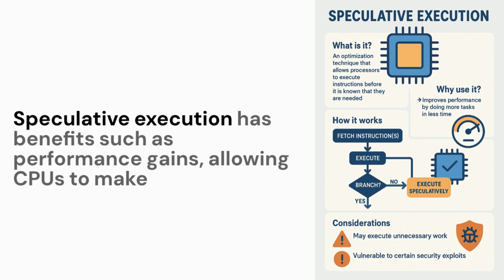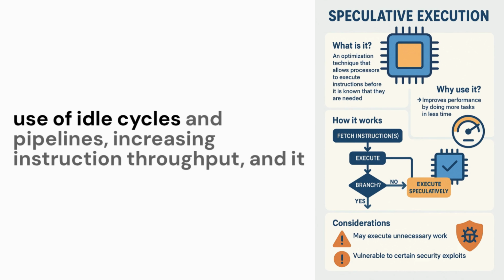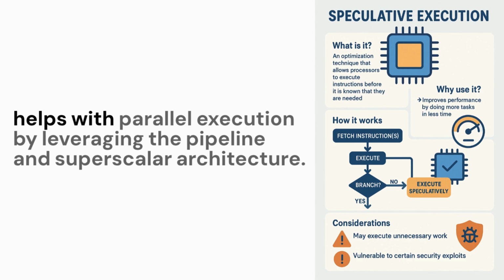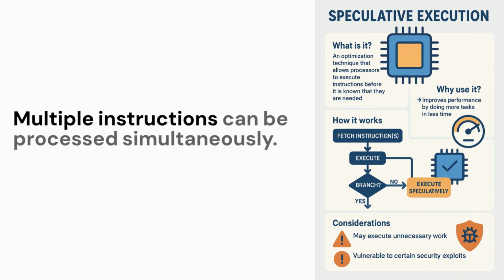Speculative execution has benefits such as performance gains, allowing CPUs to make use of idle cycles and pipelines, increasing instruction throughput. And it helps with parallel execution by leveraging the pipeline and superscalar architecture. Multiple instructions can be processed simultaneously.